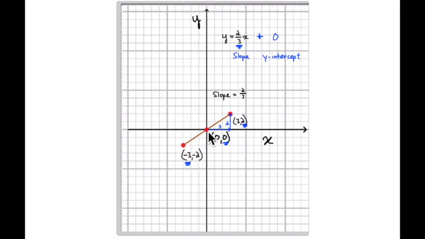And you could also go in the negative direction. That is negative 3, negative 2. That's also a positive slope of 2/3. So everything checks. Slope is 2/3. Y-intercept is 0. This is a proportional relationship.